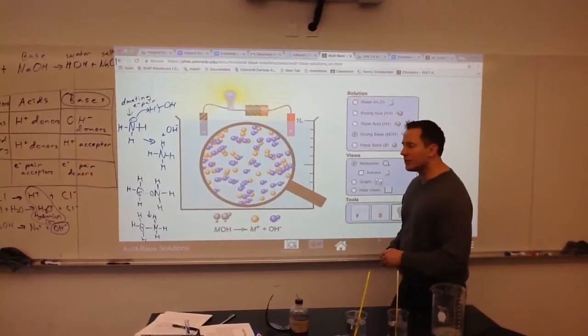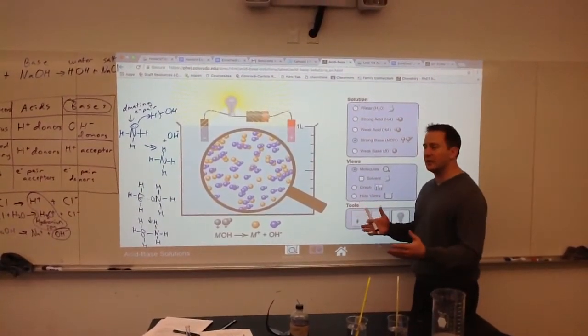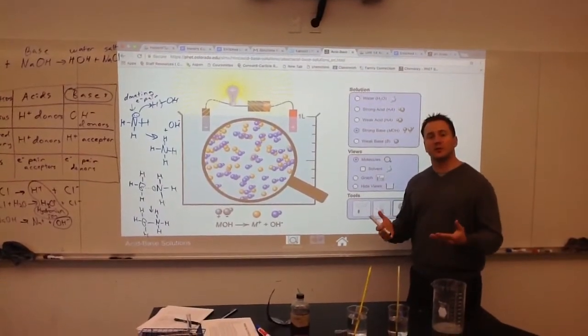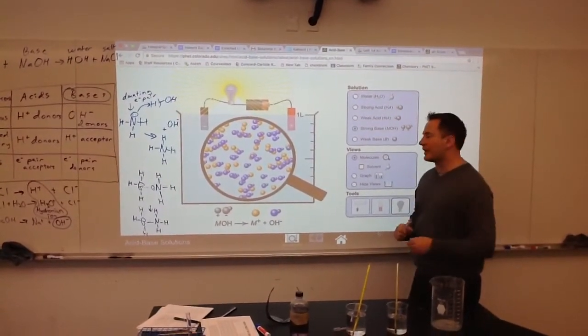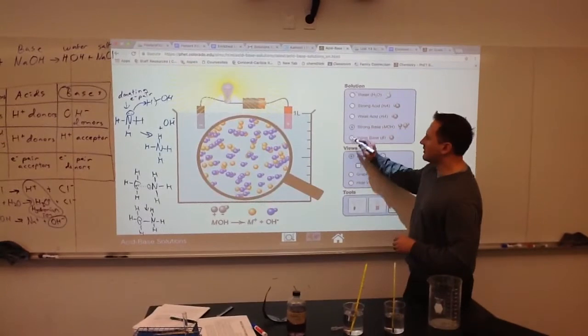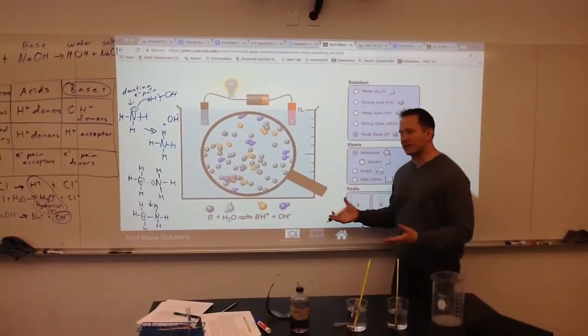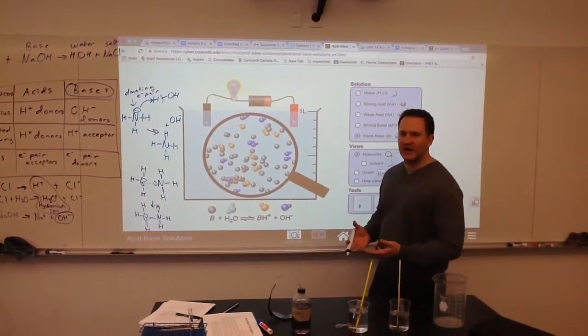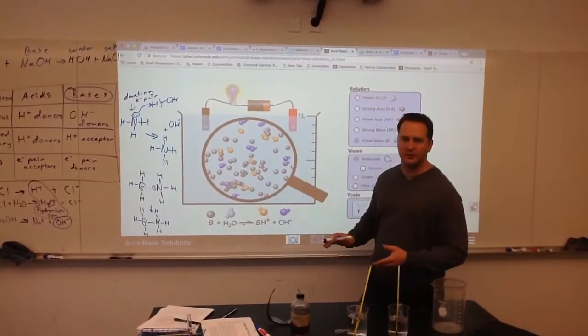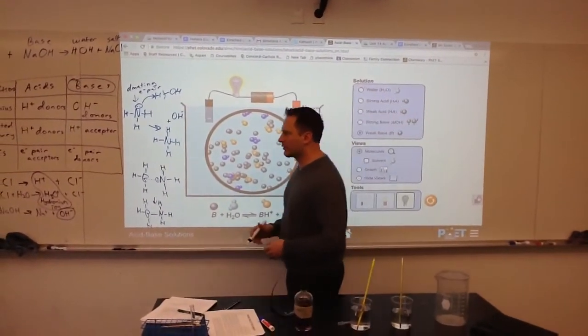But you can see here that a strong base will dissociate 100% of the time. Hydroxides that are very soluble, according to your solubility rules, will make strong bases. Weak bases, on the other hand, will only produce a hydroxide some of the time. And when you have that, you have a weaker conduction of electricity, and therefore a weaker electrolyte.